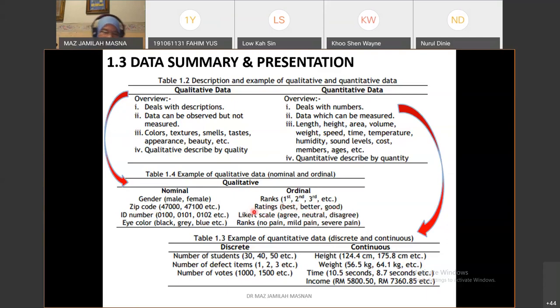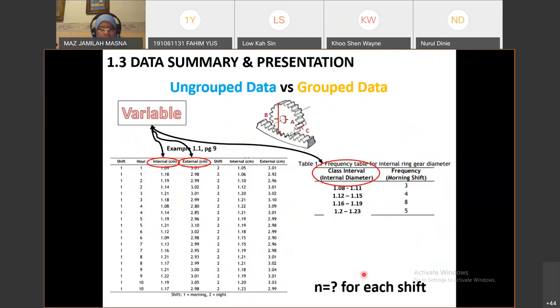The same, you may have also Likert scale. Usually we can see this data in a survey. Likert scale, whether you agree, neutral, or disagree. Or usually they put it in terms of 1 until 7, for example. Sometimes from 1 until 10, depending on the distinction that you have inside this Likert scale. For the quantitative, you can have examples almost the same as what we have discussed just now.